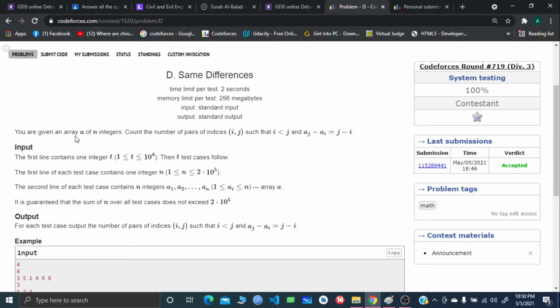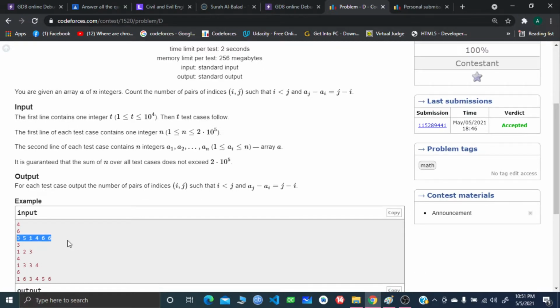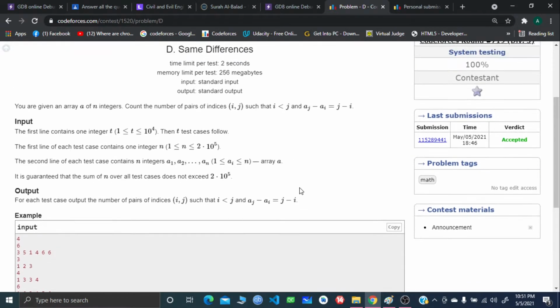Okay, so what the problem statement actually says is that you're going to be given an array A consisting of n integers. What you have to do is count the number of pairs of indices i, j from that array, where i is less than j. That's basically all the possible subarrays, where i would be less than j. I hope you get that.